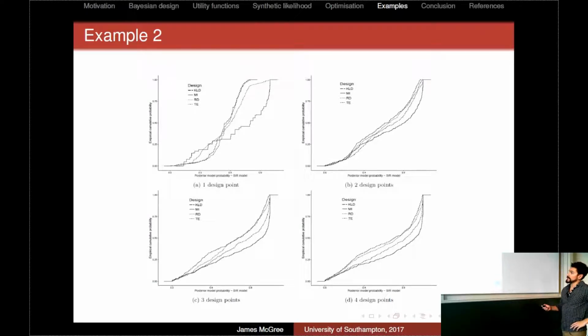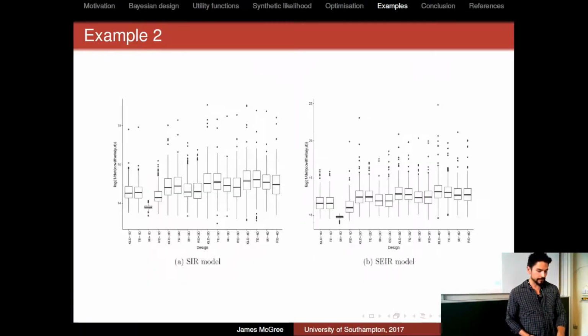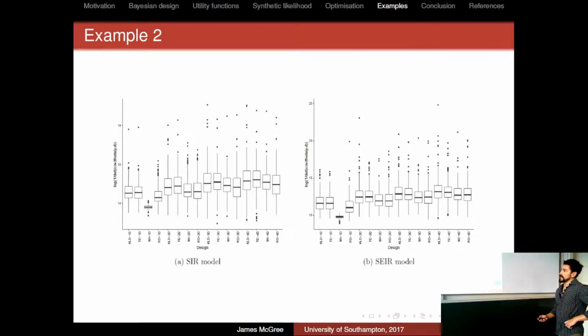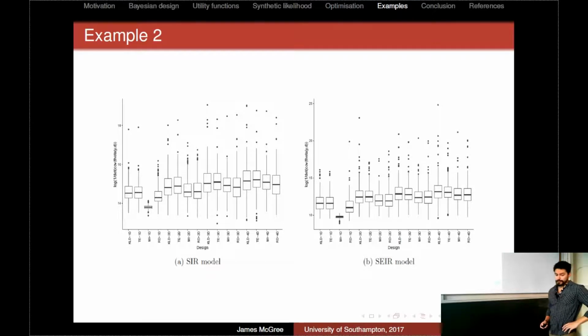The difference in this case is that there are still differences between the performance of these utilities up to 4 design points. So there's still value in using, say, the mutual information for model discrimination, if that's what you're interested in. But in particular, there's still value in using the total entropy utility to do both objectives. If we look at our plots, we can see that the estimation performance is really quite similar between KLD and total entropy.